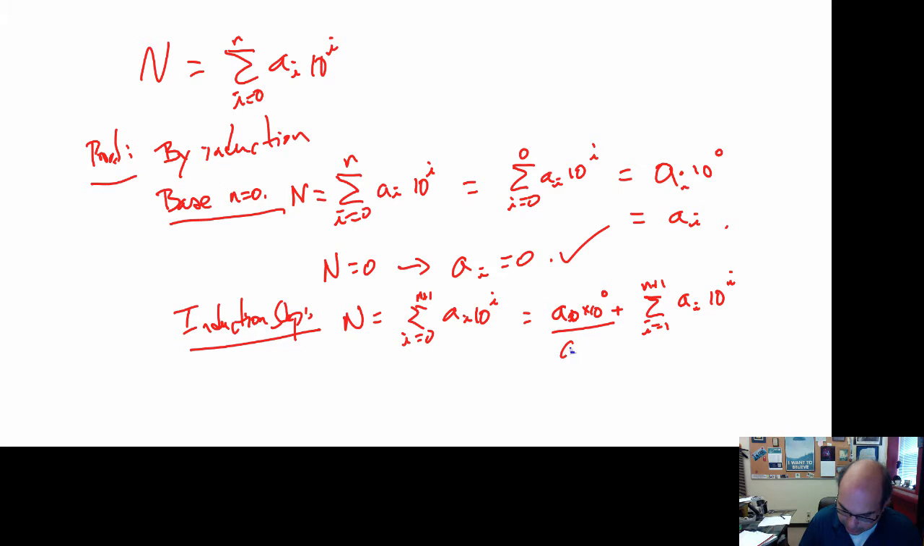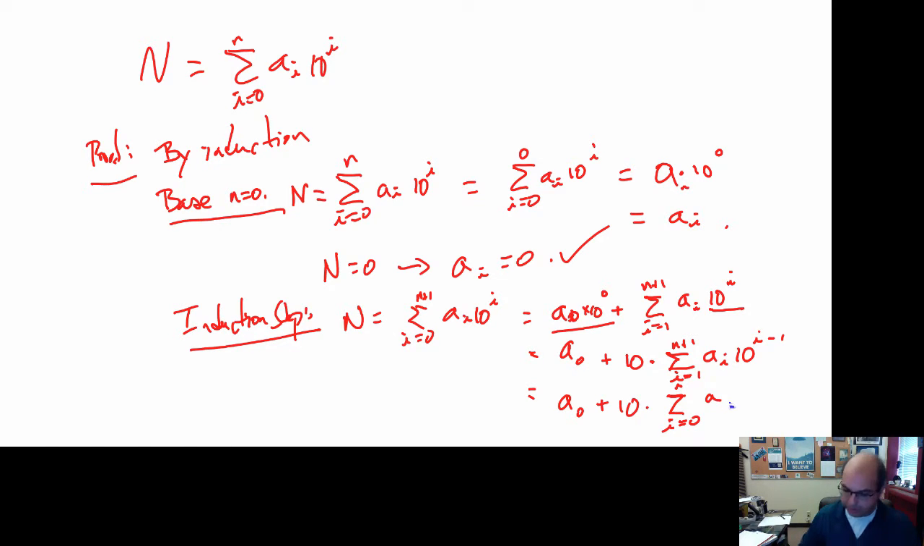Okay, and now I'll take this part here. Well, this part here is just a sub 0, plus, and then for this part I'll take one of the 10s and take it outside of the sum. So this is 10 times the sum from I equals 1 to n plus 1 of a sub I times 10 to the I minus 1. Okay, so I just pull one of those 10s out. And actually, that's the same as a naught plus 10 times the sum from I equals 0 to n of a sub I.